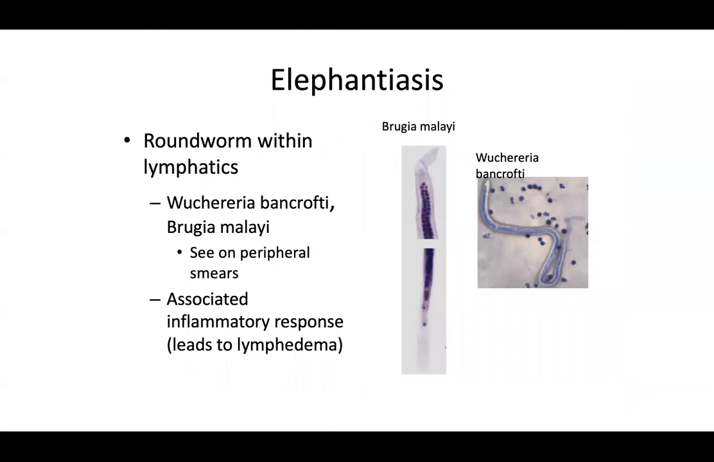Elephantiasis, you may picture some clinical images of extreme lymphedema. And that's what you should remember about this. Elephantiasis can lead to an associated inflammatory response, which leads to extreme lymphedema. The culprit is Wuchereria bancrofti and Brugia malayi. You can see them on peripheral smears, actually, of the Brugia malayi and the Wuchereria bancrofti.